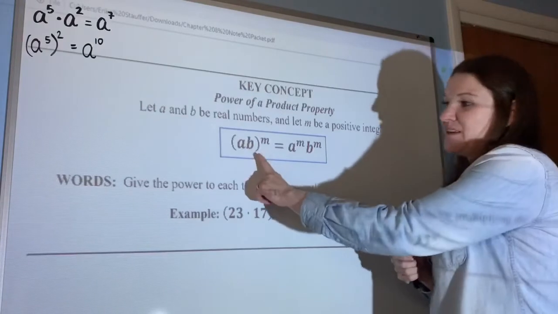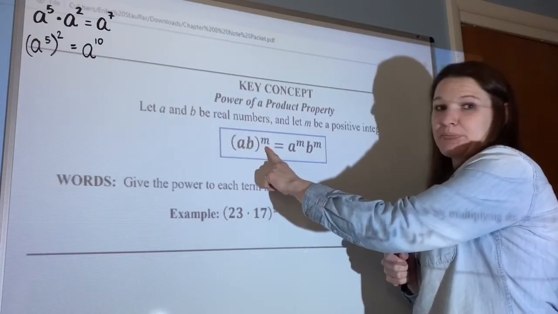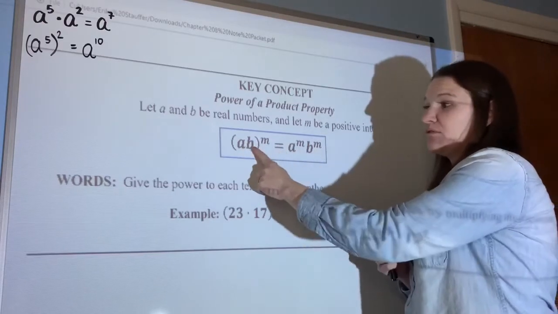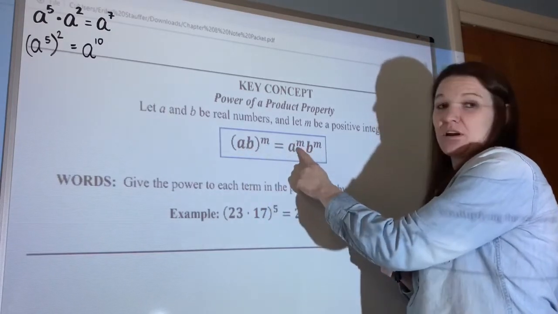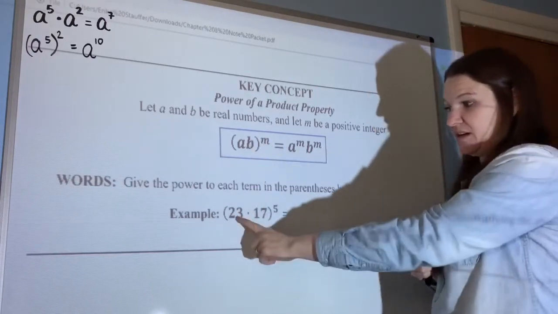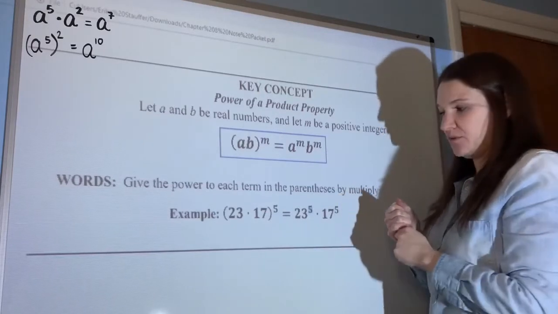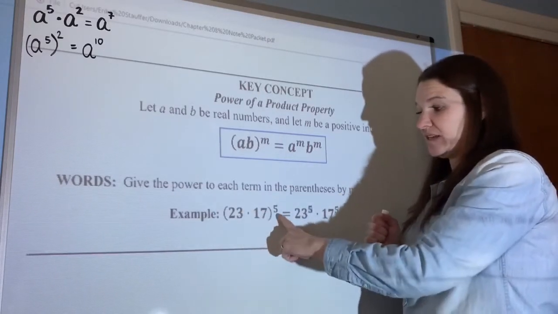So we have ab inside of your parentheses, and they're both taken to the power of n. What you're seeing is that both of these terms now have the power of n. Let's look at a number example. Same thing, the only difference is it has that multiplication sign in between. Both of these numbers are taken to the power of 5.